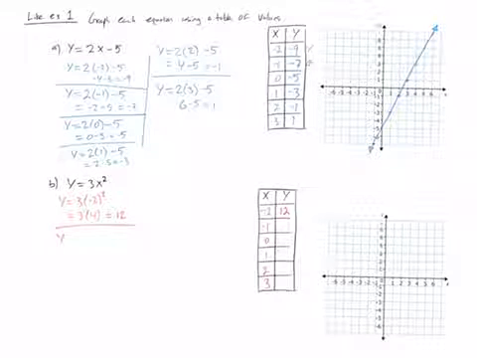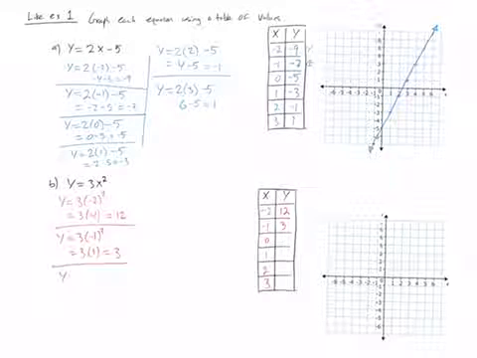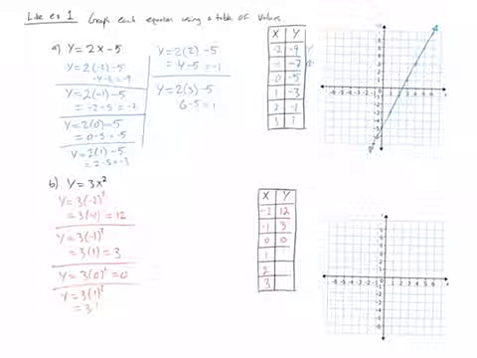Let's plug in negative 1. y is equal to 3 times negative 1 squared. It's going to be 3 times negative 1 times negative 1, which is just 1. It's going to equal 3. Next one's going to be y is equal to 3 times 0 squared. Well, that's going to be 3 times 0, which is going to give me 0. Next one's going to be y is equal to 3 times 1 squared. 1 squared is 1, so it's going to be 3 times 1, which is 3.